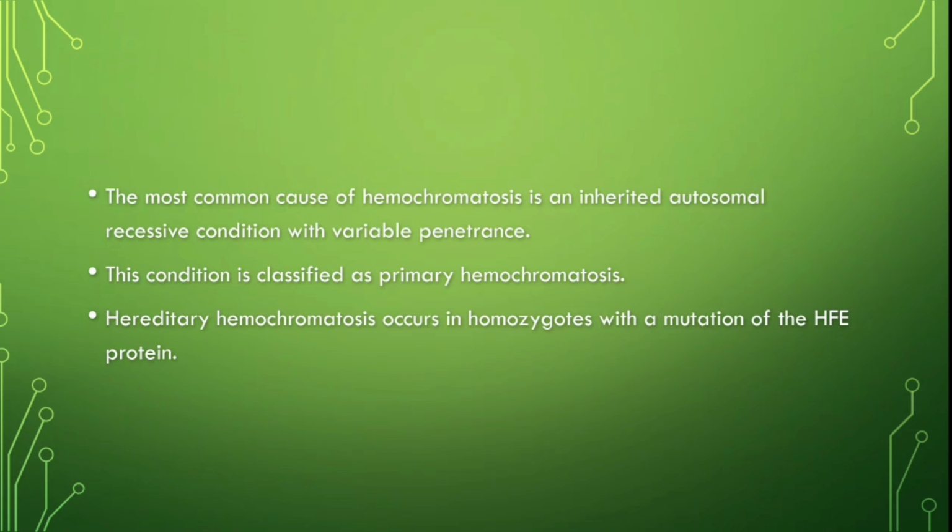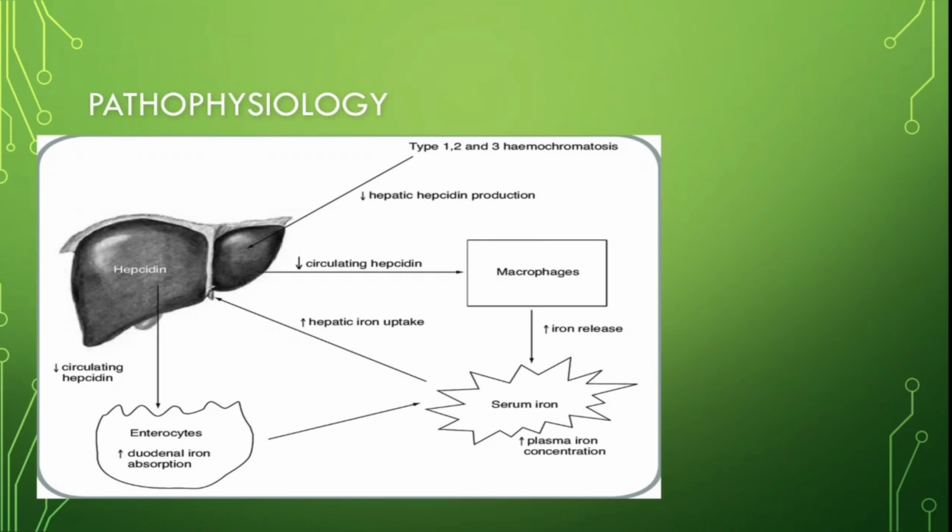The most common cause of hemochromatosis is an inherited autosomal recessive condition with variable penetrance. This condition is classified as primary hemochromatosis. Hereditary hemochromatosis occurs in homozygotes with a mutation of the HFE protein. So when we talk about the pathophysiology, the types of hemochromatosis we're not going to discuss in this video.